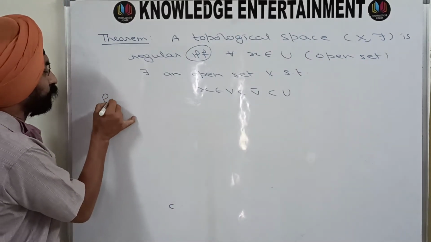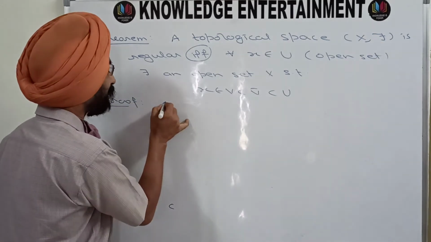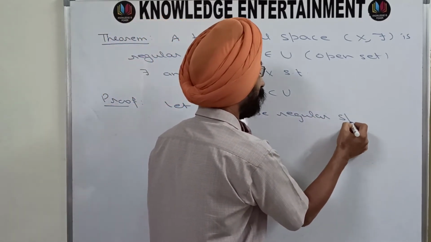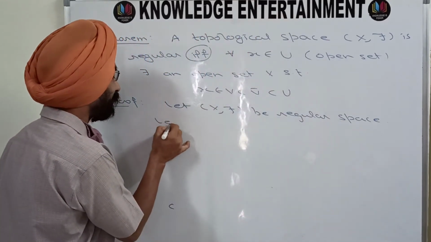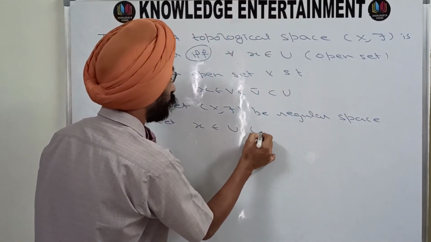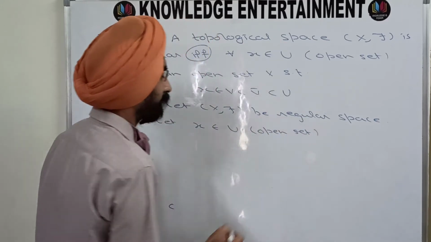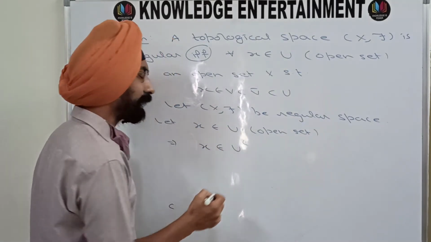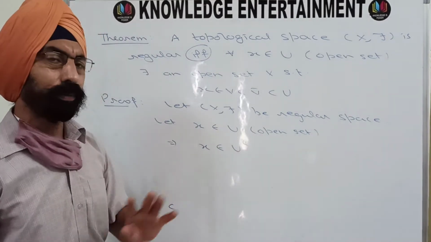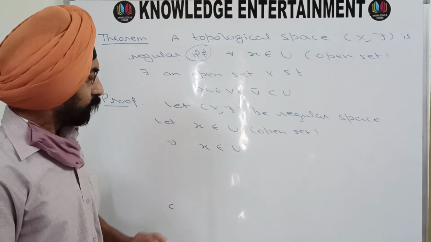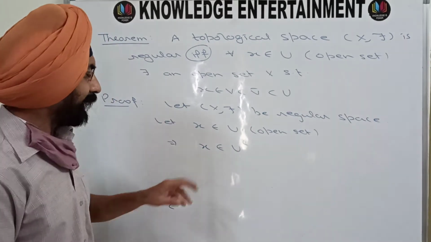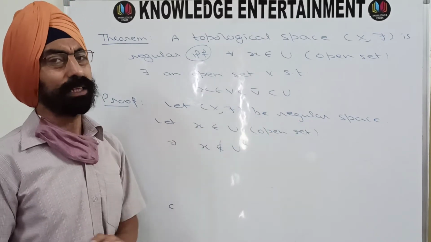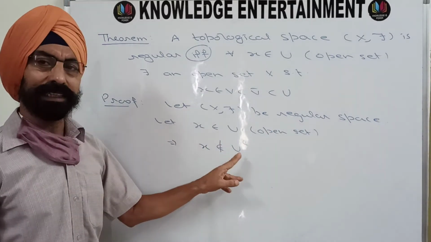So I'll start the proof now. Let X tau be a regular space, and let X belong to U, where U is an open set. X belongs to U means X does not belong to U complement. And since U is an open set, U complement must be closed. So there is a closed set and a point X not belonging to that closed set. The space is regular, therefore there must be two open sets, one containing this, the other covering this.